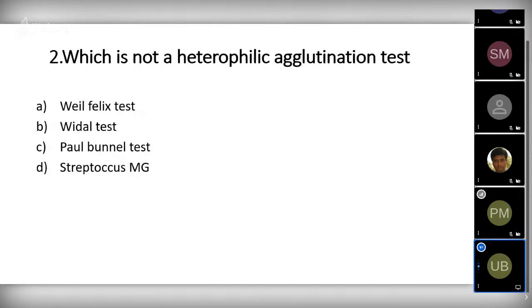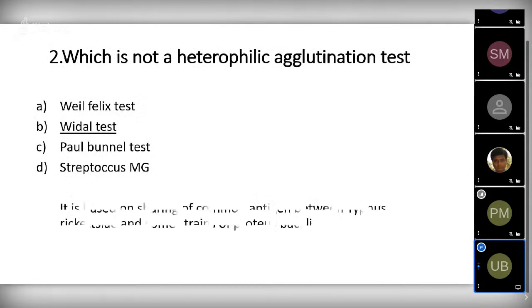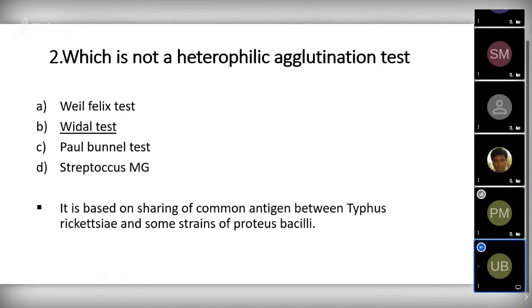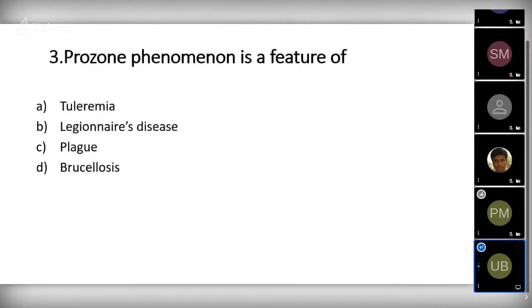Which is not a heterophilic agglutination test? Paul Bunnell, Vidal, Weil-Felix, Streptococcus MG. Heterophilic agglutination means detect mainly using the principle of which one? A, C or D? C. C. It is B, Vidal test, which is a tube agglutination test. So heterophilic means common antigen sharing.